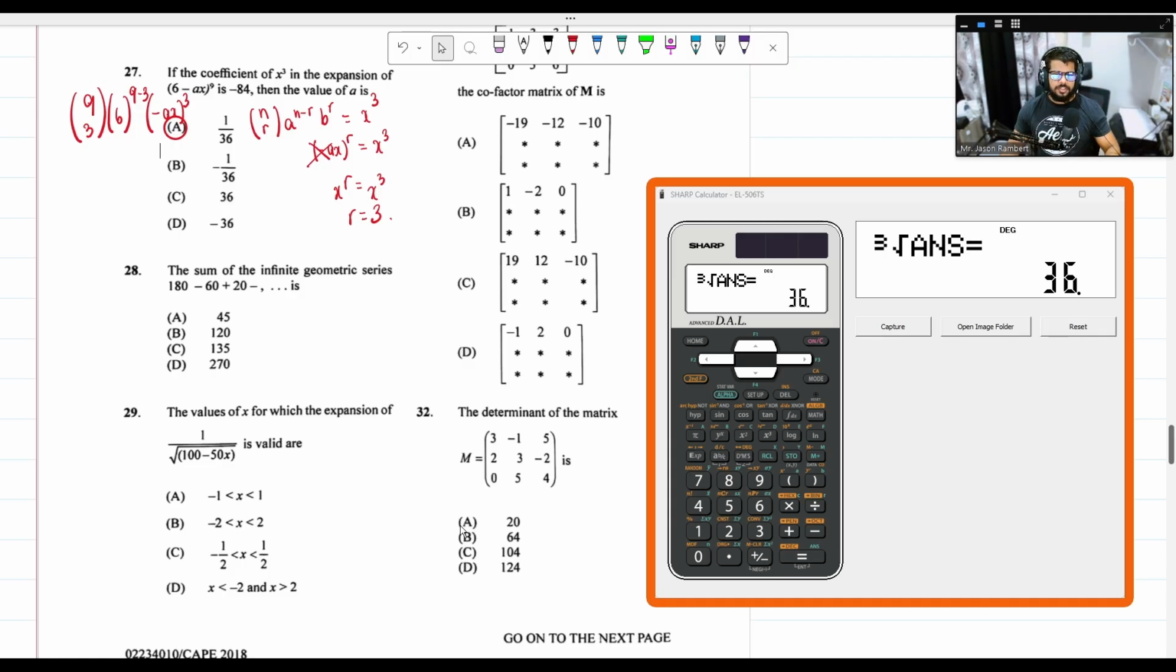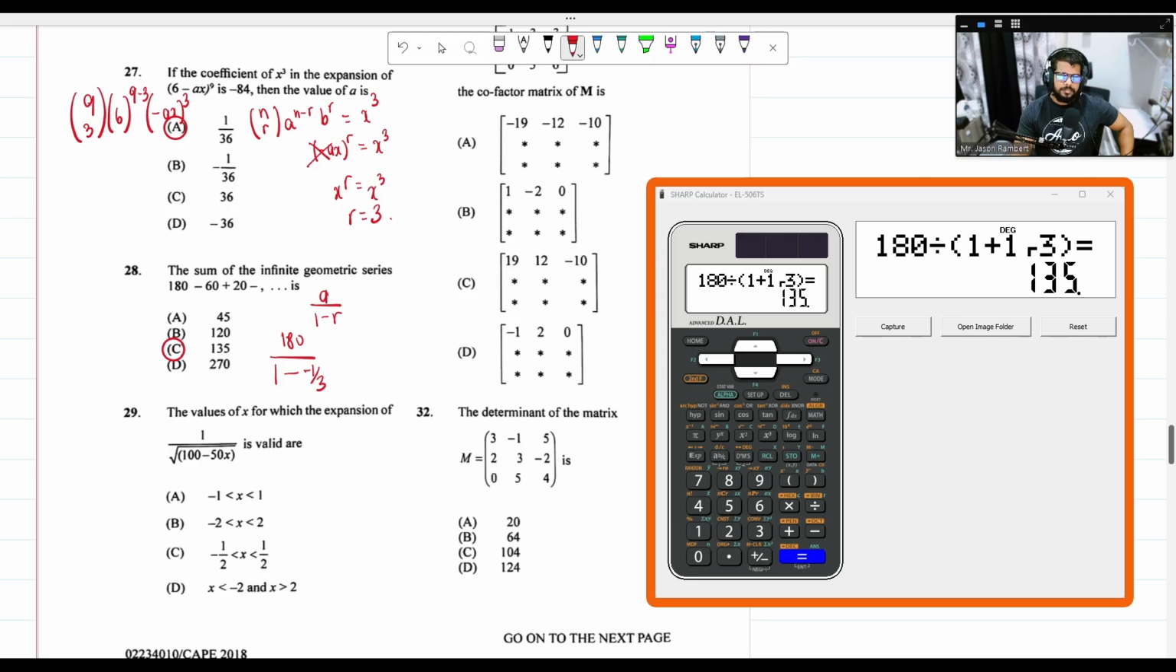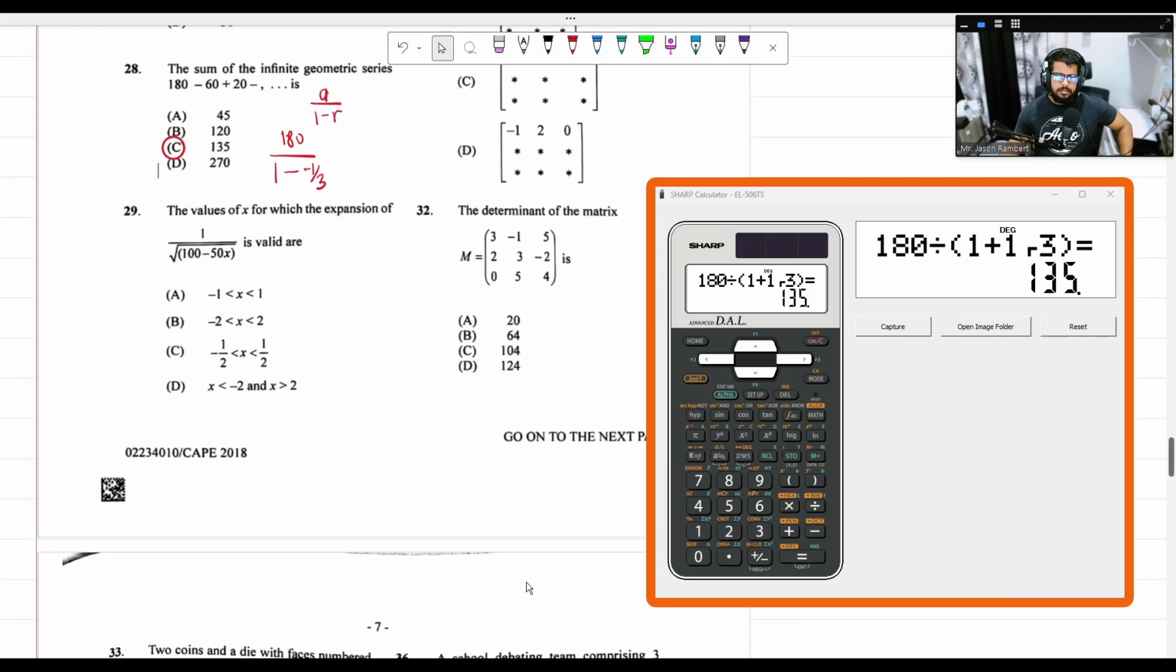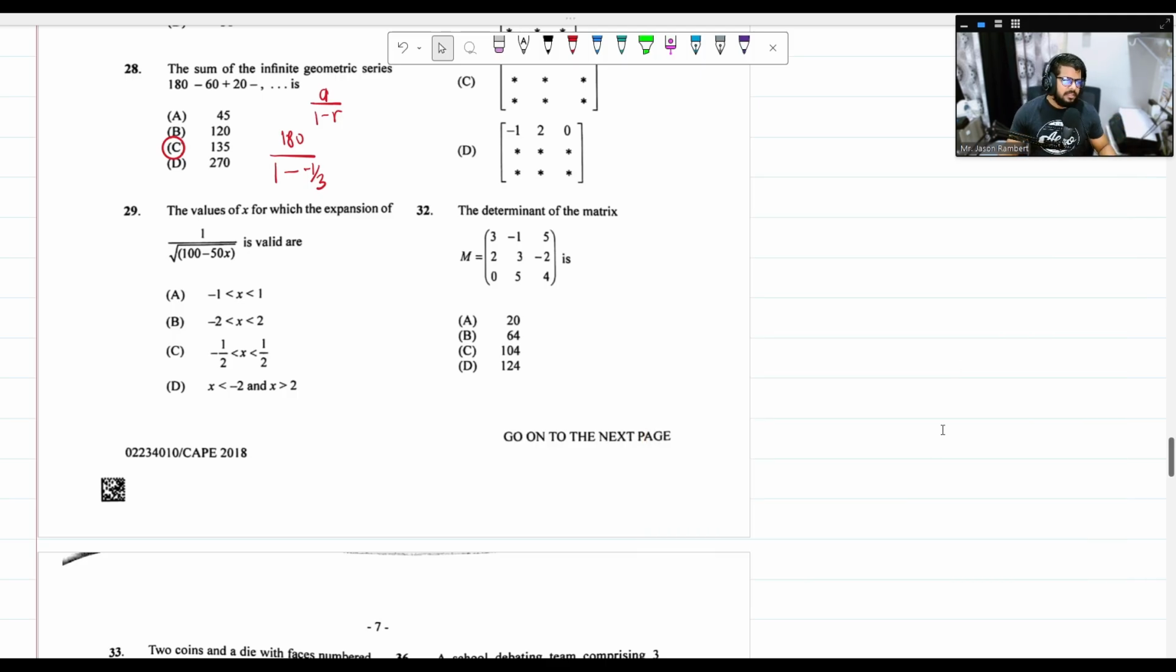The sum of the infinite geometric series is a over 1 minus r, which is 180 over 1 minus, 60 divided by 180 is minus a third, so minus a third. 1 plus a third, so 180 divided by 1 plus 1 third, 135. Agreed. The values of x for which the expansion is valid. Agreed. Alright. I mean, no big deal.